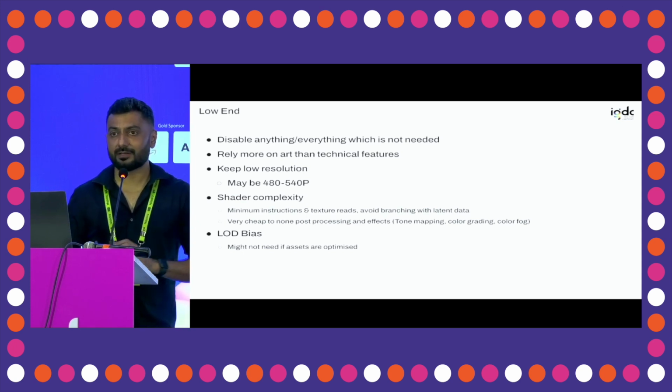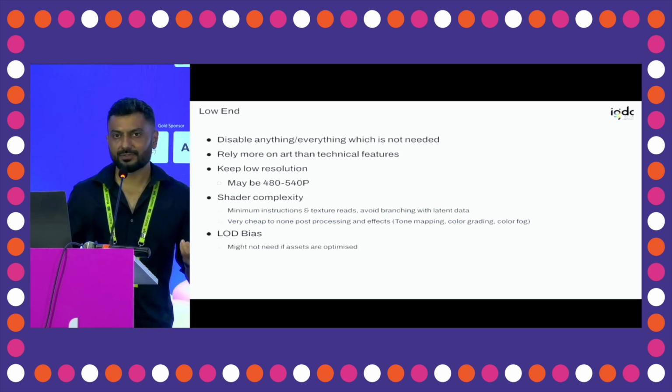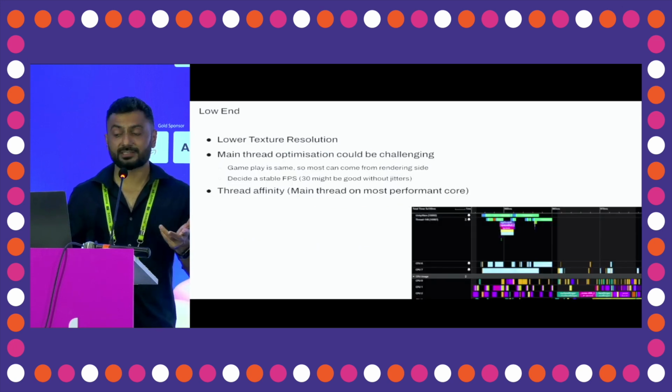Shader complexity, in simple words, keep it very minimal. Avoid texture reads. Avoid branching. Branching could be complex if you are doing a lot of complex operations, so make sure your shader already has all the data available to it. I would recommend not doing post-processing, but if you choose to do it, do the bare minimum ones like tone mapping, color grading, and maybe color fog. LOD bias, a lot of games use it, but if you do a good job in optimizing your art assets, you don't need LOD bias. Lower texture resolutions.